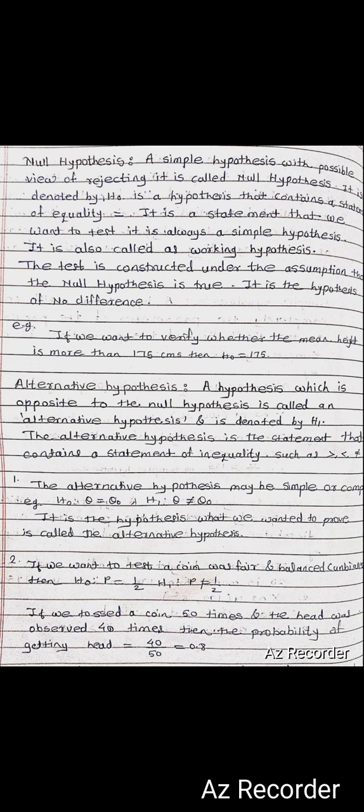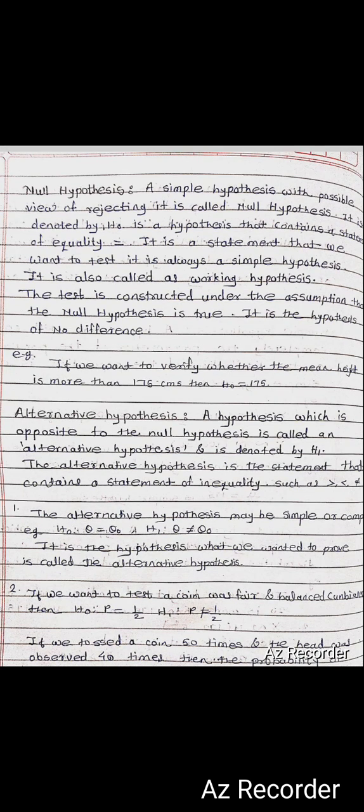After that, if we want to test the claim that a coin is balanced, in brackets unbiased, then H naught is p equal to 1 upon 2, and H1 is p not equal to 1 upon 2. If we toss a coin 50 times and the head is observed 40 times, then the probability of getting a head is 40 divided by 50, which is equal to 0.8. We reject H naught, that is, the coin is not fair or balanced.